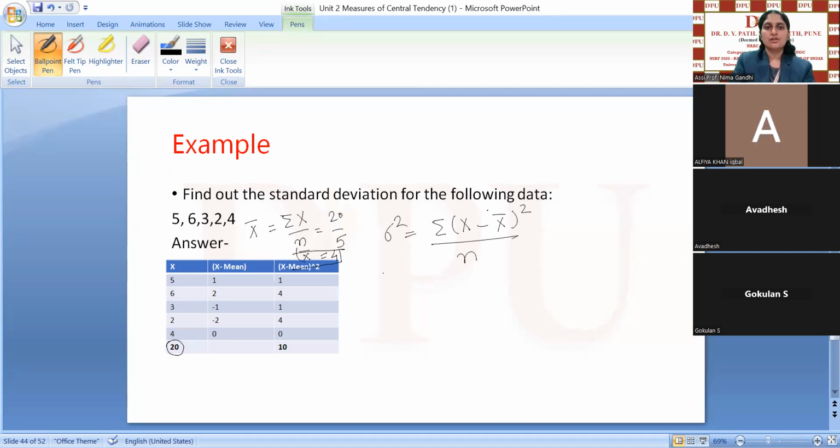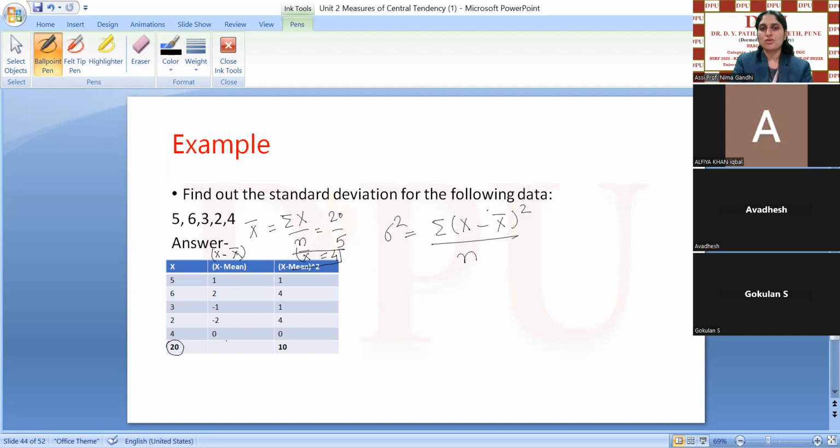So what you're doing is subtracting the mean from each of your Xi, that is X minus X bar. X minus mean means you calculate X minus X bar: 5 minus 4 is 1, 6 minus 4 is 2, 3 minus 4 is minus 1, 2 minus 4 is minus 2, 4 minus 4 is 0. But if you do the summation here, it will come to 0. You don't need 0, right?